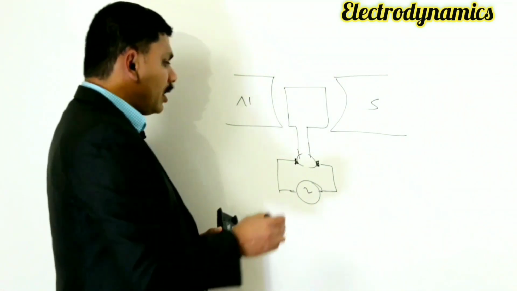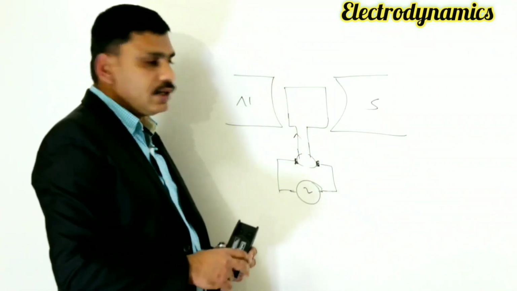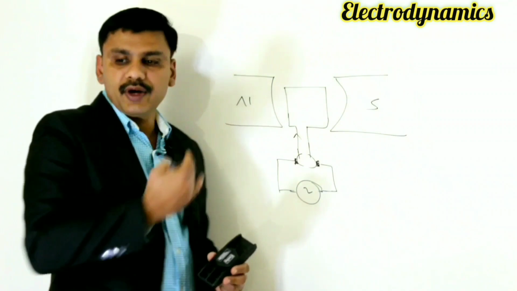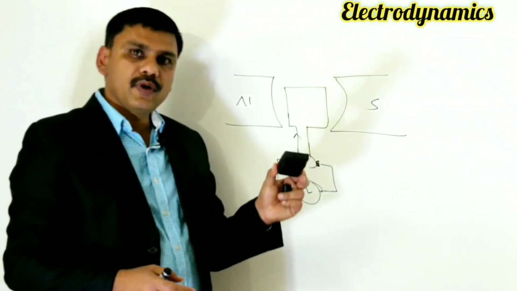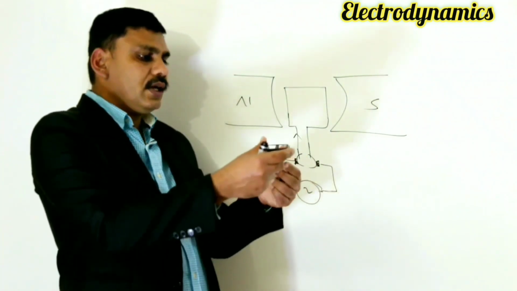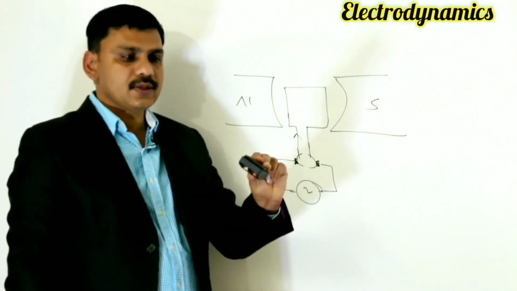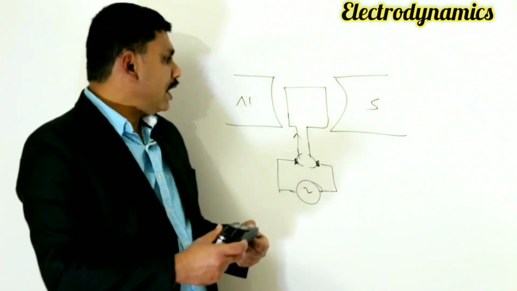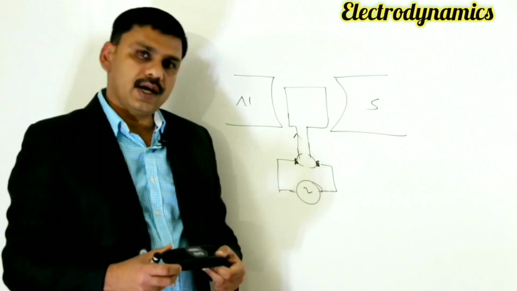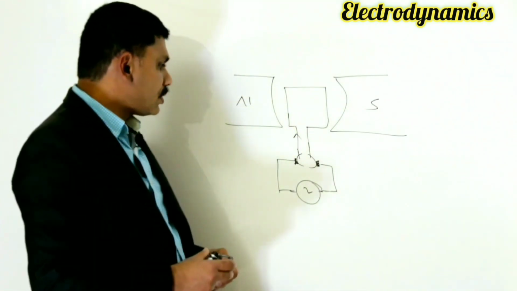When a current passes through the coil, it will rotate in clockwise or anti-clockwise direction. If the coil is like this, it can rotate like this, or rotate like this. So how can you find out the direction of rotation of the coil?